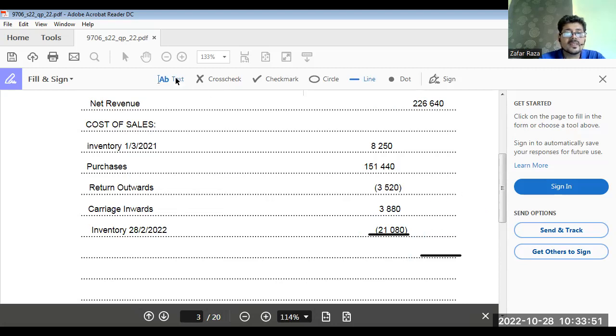Now we'll get the amount of cost of sales here. 8,250 plus 151,440 minus 3,520 plus 3,880 minus 21,080. The answer is 138,970. This is our cost of sales.